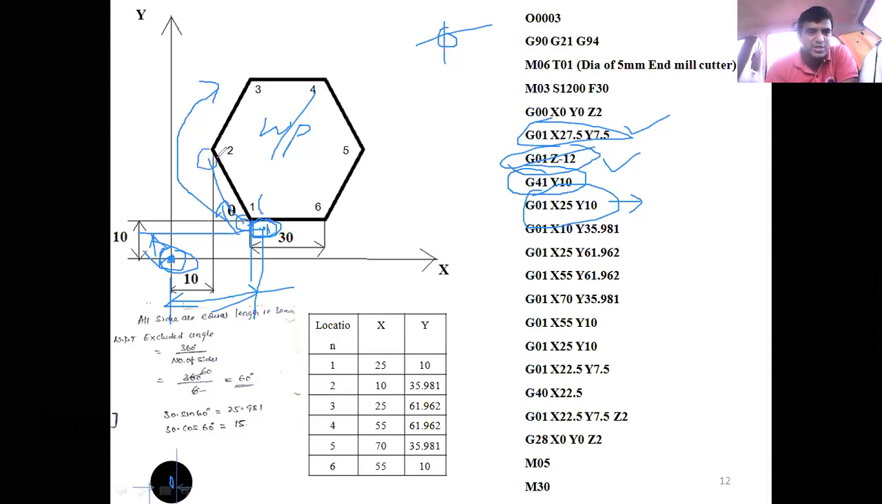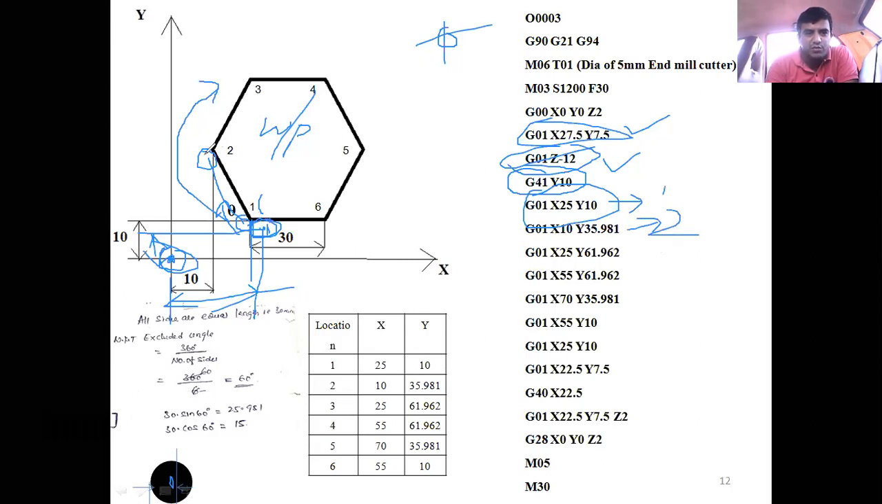What type of motion is it? Again linear interpolation. Again give the G01, X10. Y value is how much for the second coordinate? X10, Y value 35.981. Right? This is the second location. This is the first location. This is the second location.